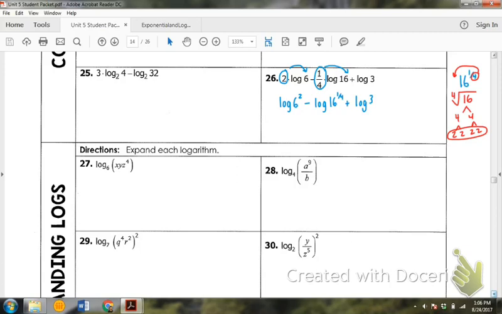All right, so we know, guys, that this number right here just becomes a 2. And what about 6 squared? What does that become? 36.